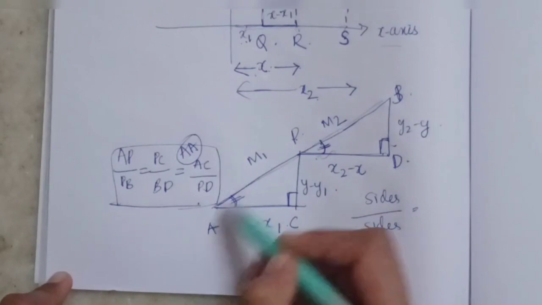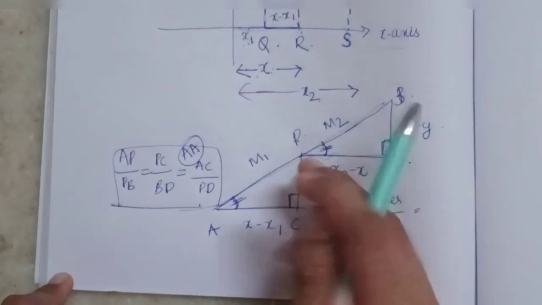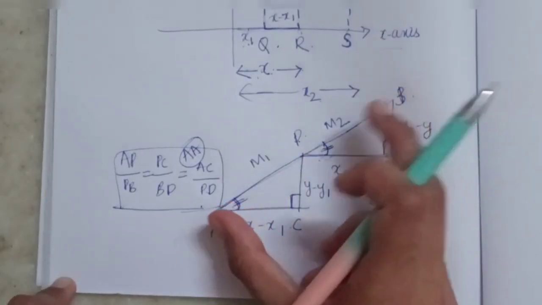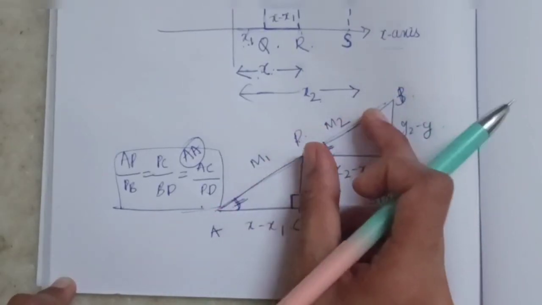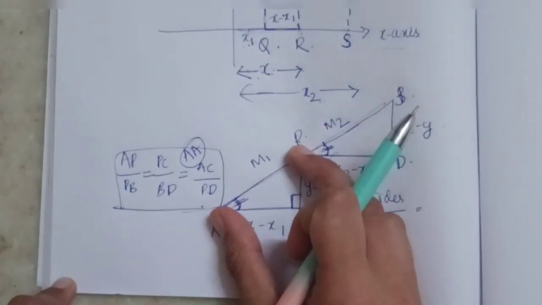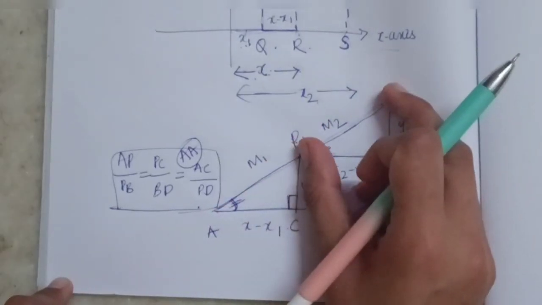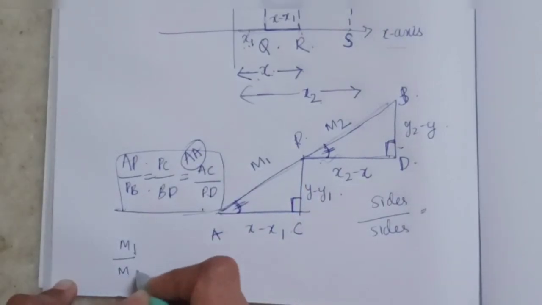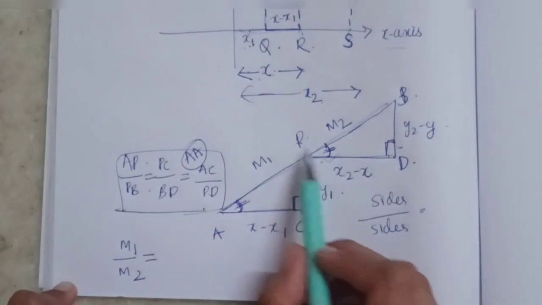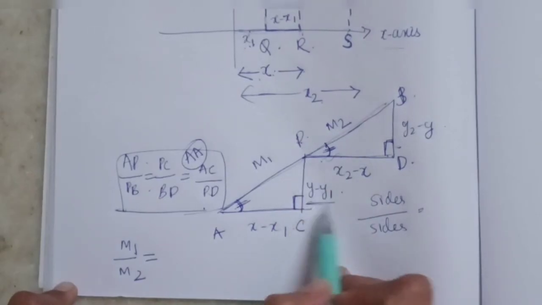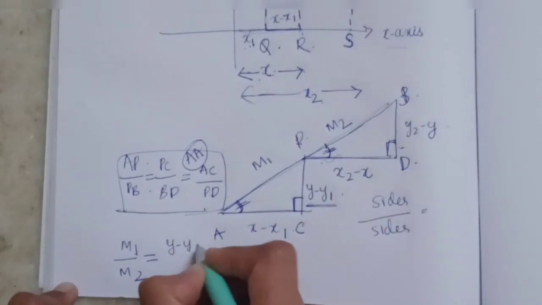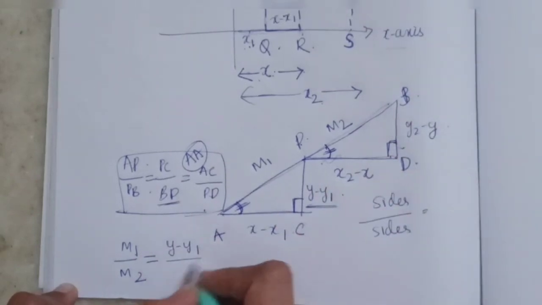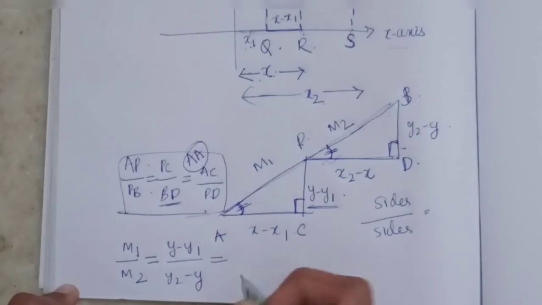Now what is meant by AP by PB? It is nothing but a ratio of this side by this side. We have already told that this point divides this line segment into m1 is to m2 ratio. So this part is m1 times and this part is m2 times. So AP by PB becomes m1 by m2, right? And what is PC? PC is y minus y1. And what is BD? BD is y2 minus y, which is equal to AC.